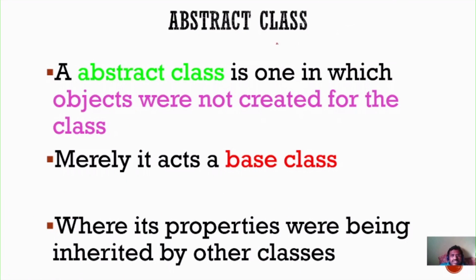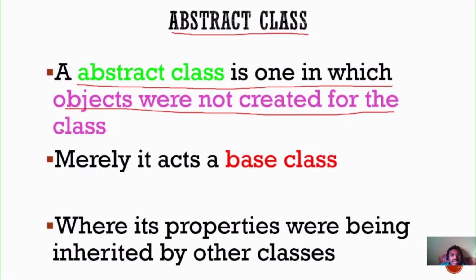So next we come to discuss the abstract class. What do you mean by abstract class? An abstract class is one for which objects are not created. For example, in inheritance, we have many classes, but where a class is not going to create its object, still we can access the member functions of the classes. Such types of classes we call abstract classes. Merely it acts as a base class whose properties are inherited by other classes. That is all about abstract classes.